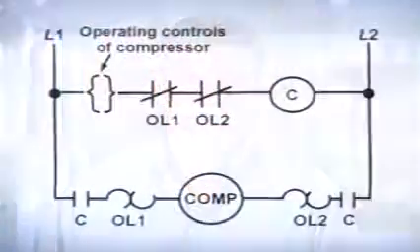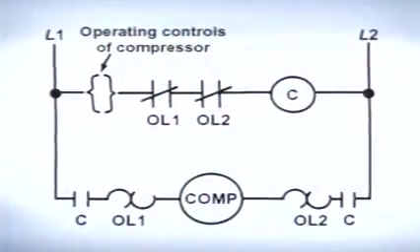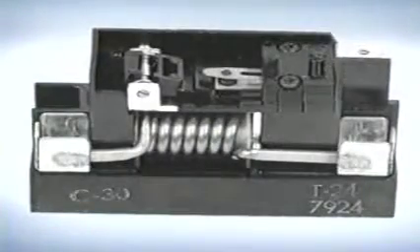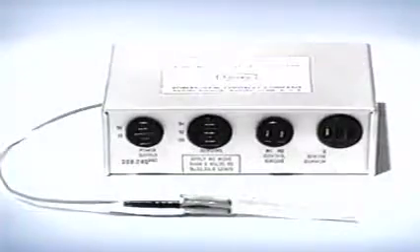The other type of commonly used overload is the pilot duty overload. Unlike the line break overload, the pilot duty overload breaks the control circuit, not the power circuit of the device being controlled. Notice that the overload contacts are located in series with the contactor coil, not the compressor itself. 3 common types of pilot duty overload are the current type, the magnetic overload, and the electronic overload.